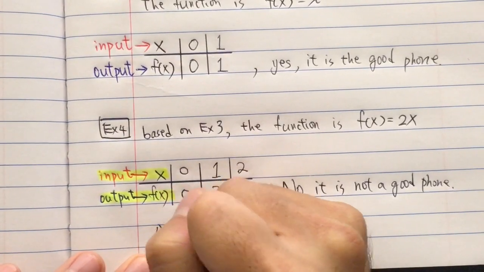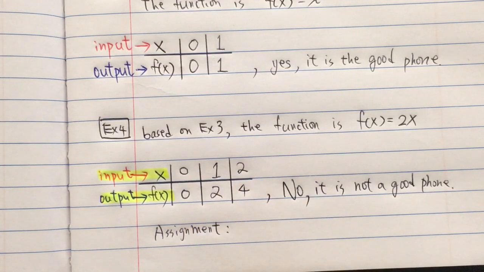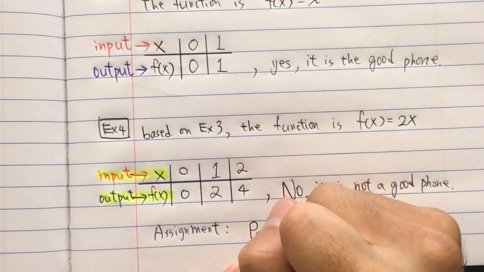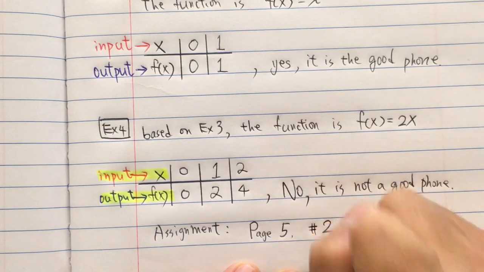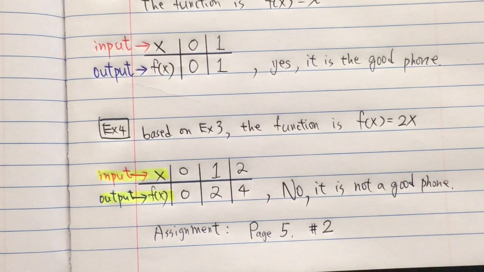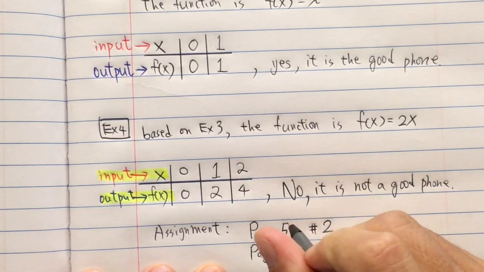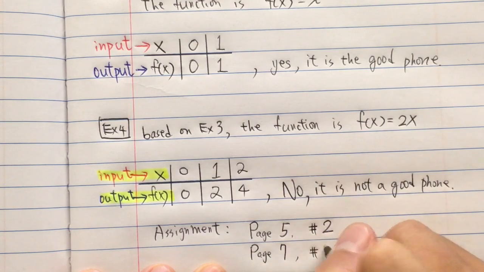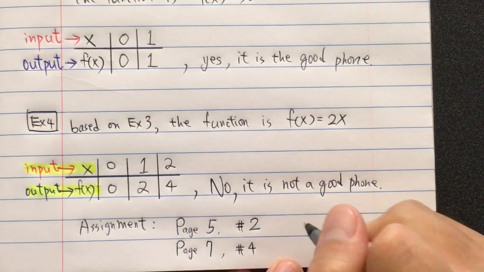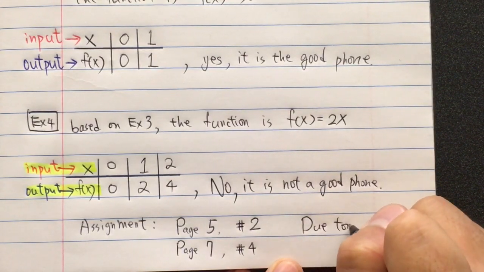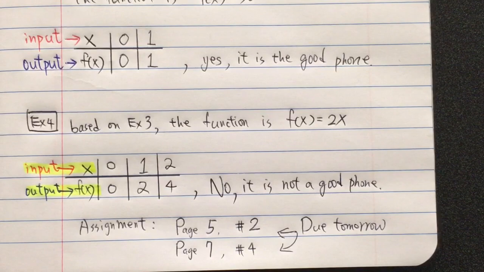Now I give you the work assignment, due tomorrow. I want you to do it now in class. On page 5, number 2, and also page 7, number 4. Do it on scratch paper and give it to me tomorrow. Due tomorrow, for both questions. Good luck.